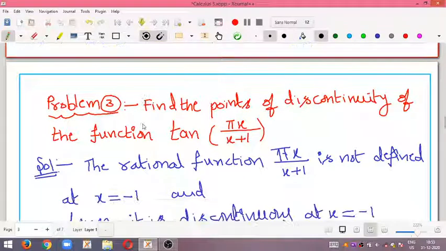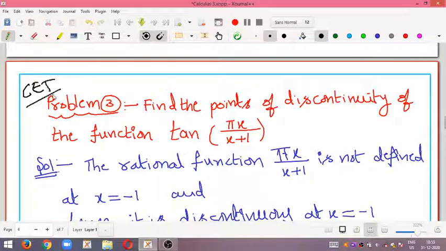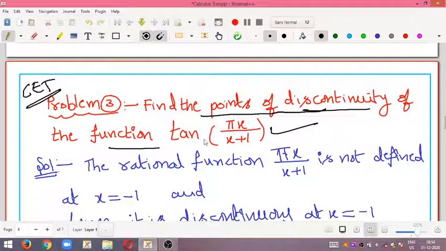That is the third problem. This is also a CET, Karnataka Entrance Exam question. They asked: find the points of discontinuity of the function tan of pi x by x plus 1. You have to find the points of discontinuity of this function.